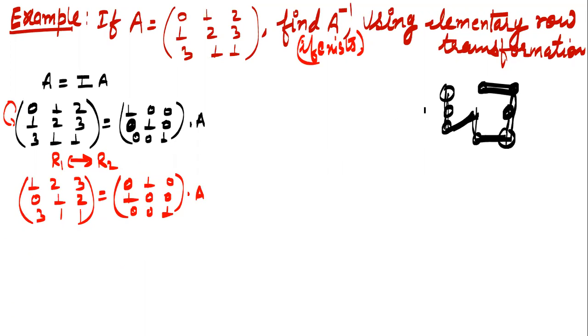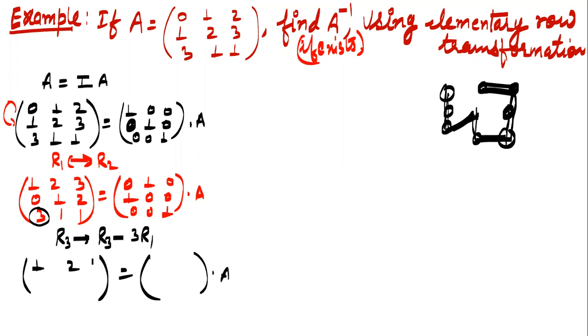I have to make it 0. It is already 0. Good. Then I have to make it 0. What can be done? R3 arrow, R3 minus 3R1. There is no change in R1 and R2.